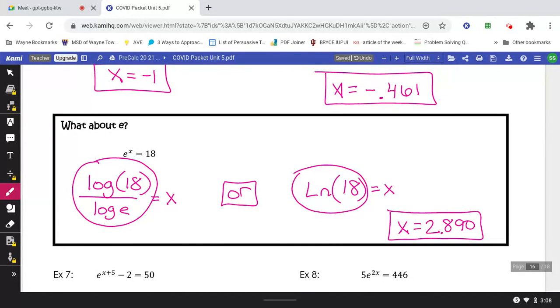If you wanted to type in the log of 18 divided by the log of e, you would have to do the log e as log shift ln, which is the e, and then you'd have to type in a 1 right here. The calculator's not going to allow you to just leave it as an e. So again, that's why the ln button is so much easier.